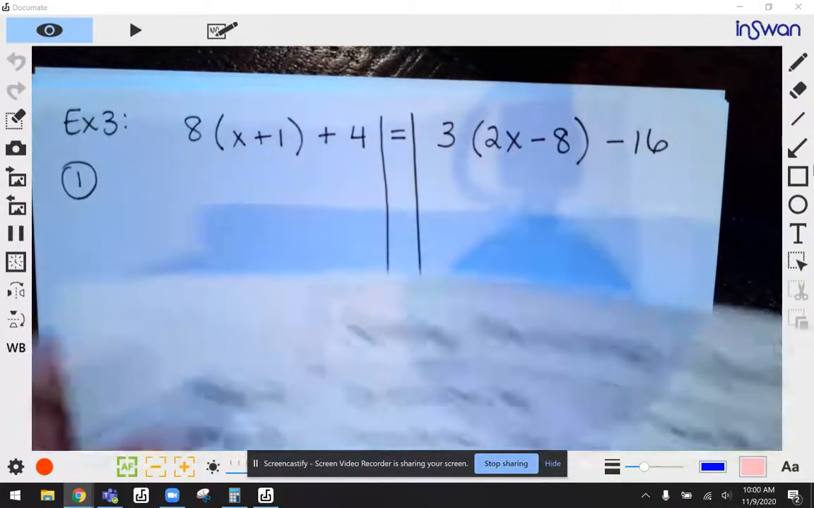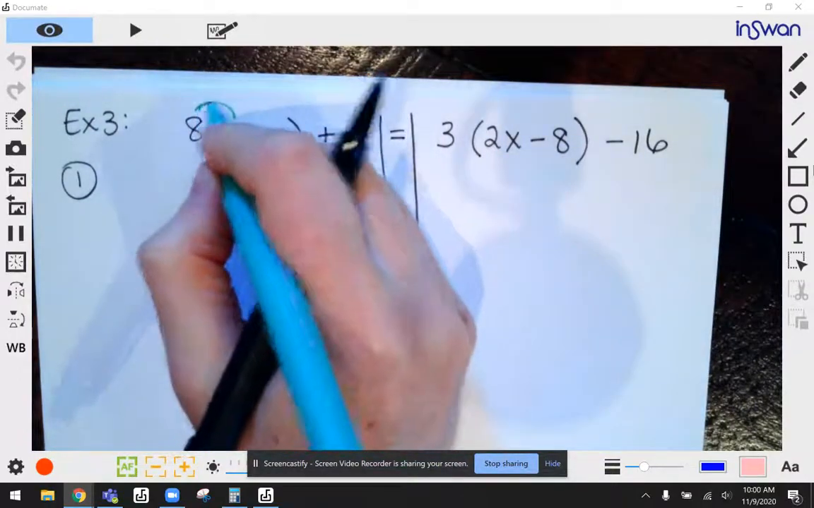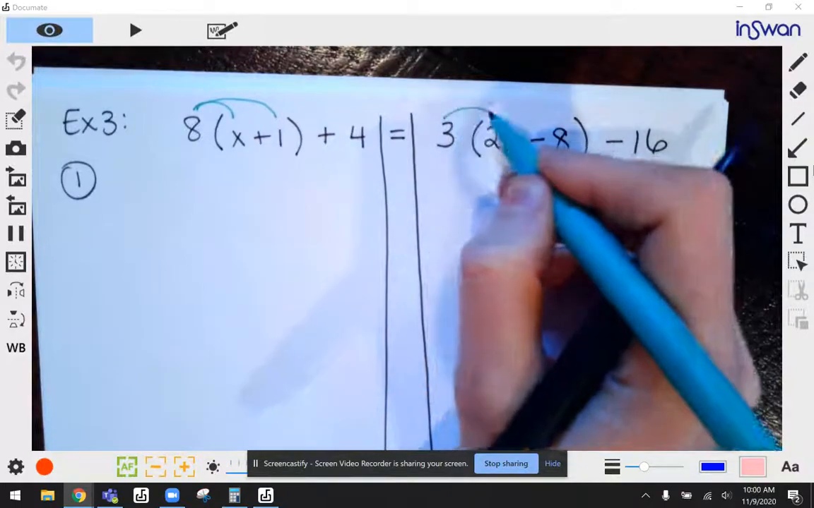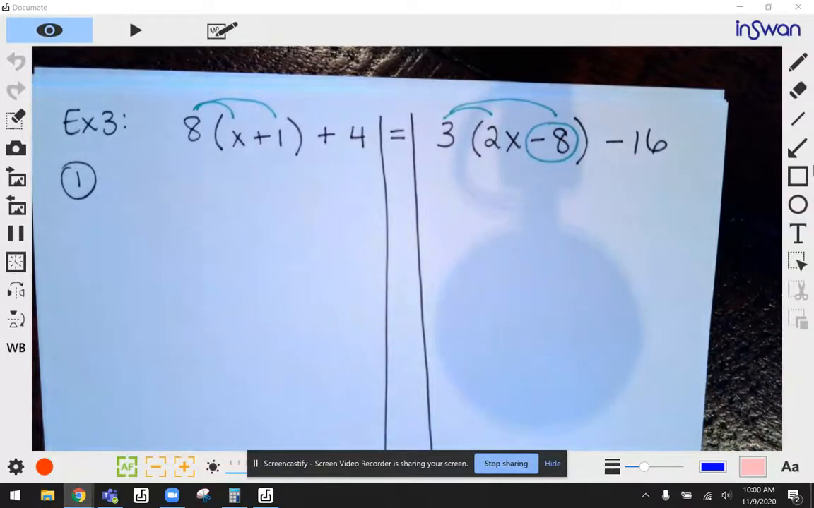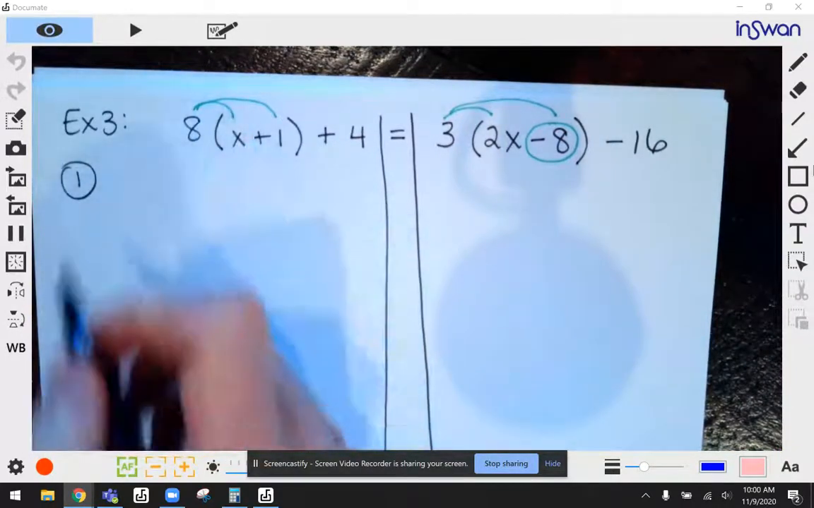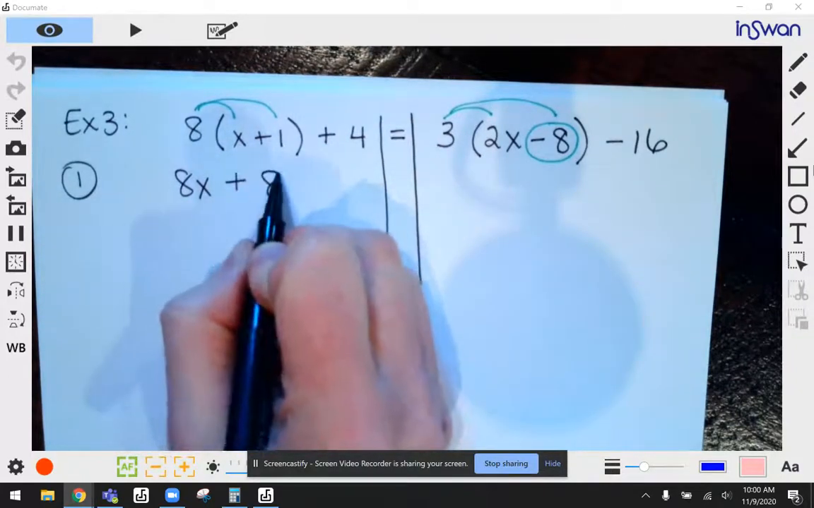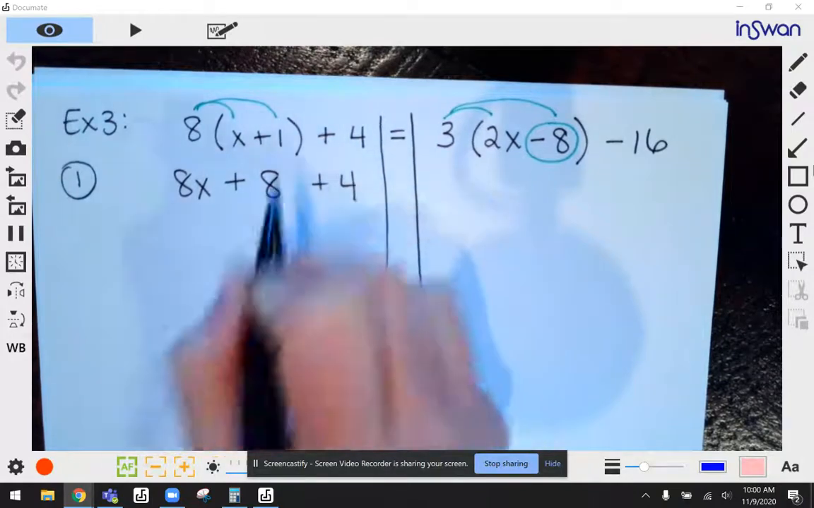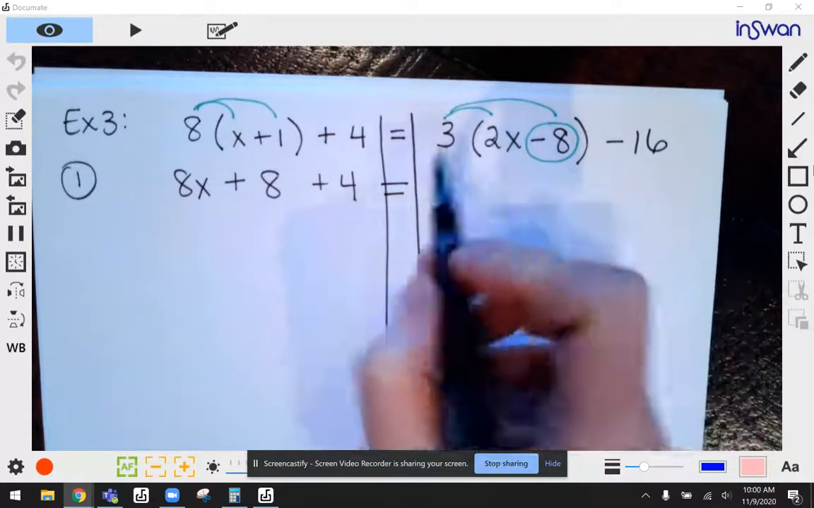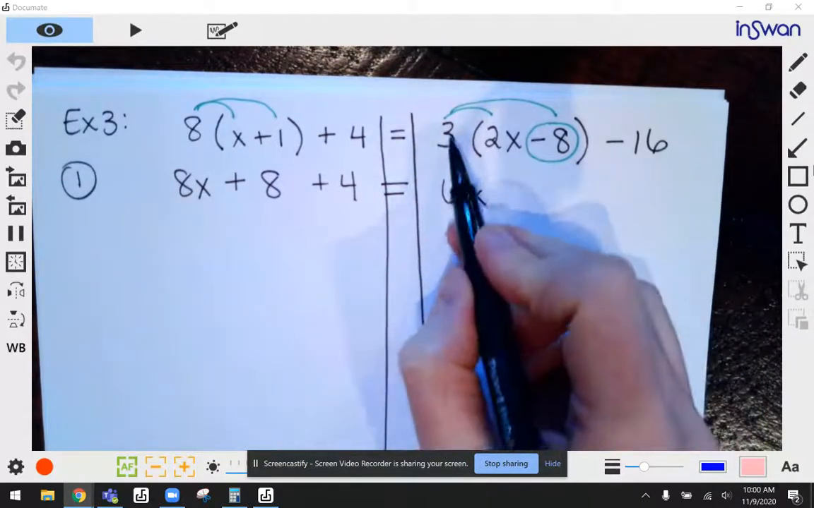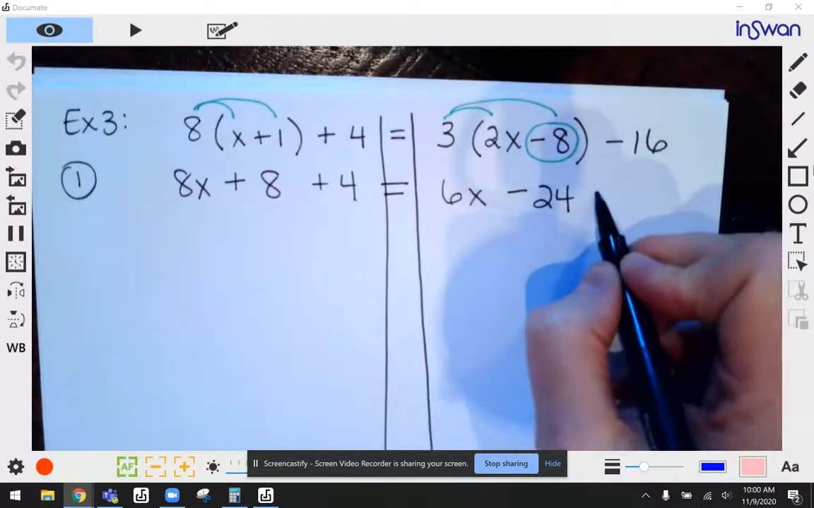Step 1, distribute if needed. I have parentheses, so yes, I do need to distribute. I'm going to distribute the 8 there. I'm going to distribute the 3 there, noticing I have a negative sign, so I'm going to circle that so I don't forget. Okay, so let's distribute. 8 times x is 8x. 8 times 1 is positive 8. Bring down the plus 4. It's not involved in the parentheses. Equals. Distribute again. 3 times 2x is 6x. 3 times negative 8 is negative 24. And bring down my minus 16.